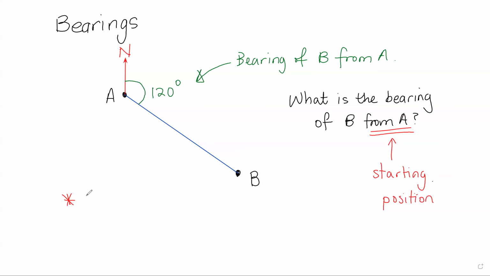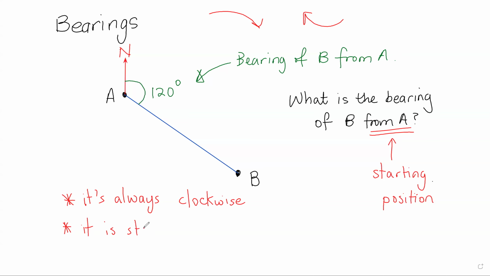Now, some things to note about bearings. One is that it's always taken in a clockwise direction, right? So it's always the clockwise angle. And as you know, clockwise is this direction, anti-clockwise is the opposite direction, right? So it's always clockwise. And another thing about bearings is it uses 3 digits. Or it is stated in 3 digits, I should say. And I'll show you what that means in the next example.